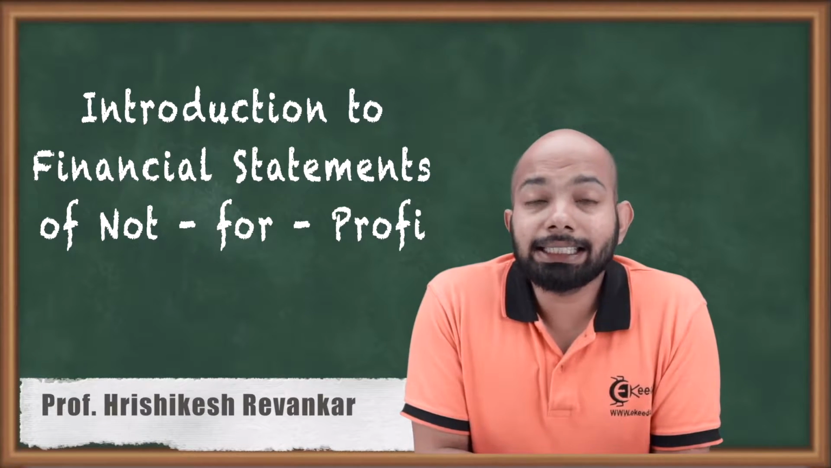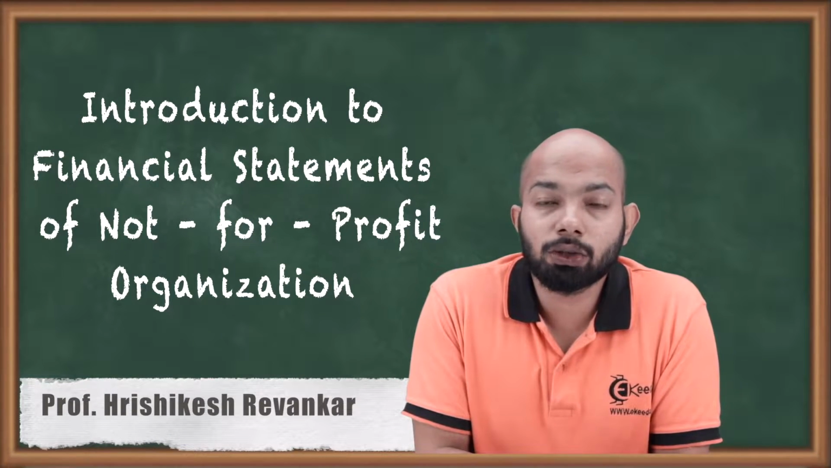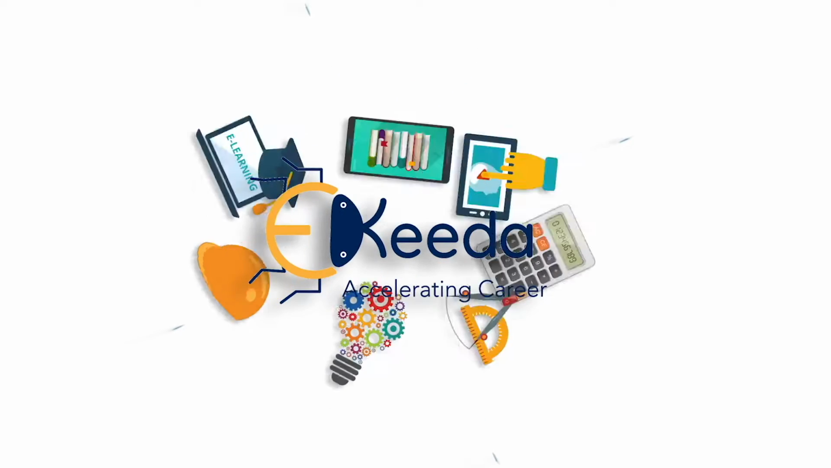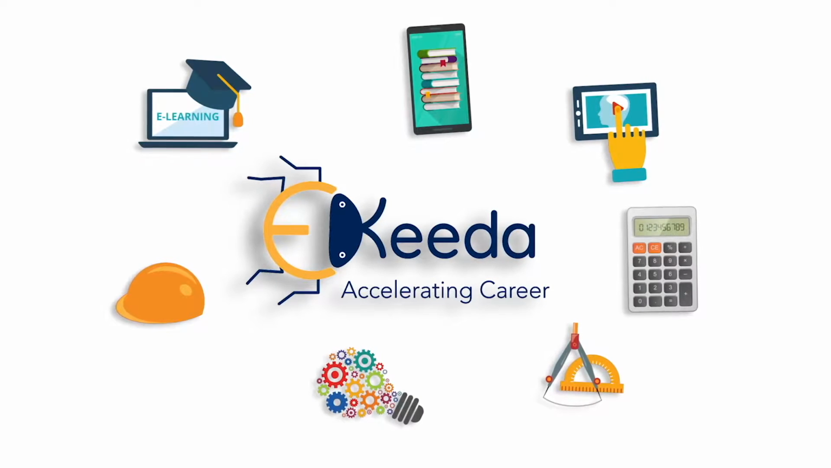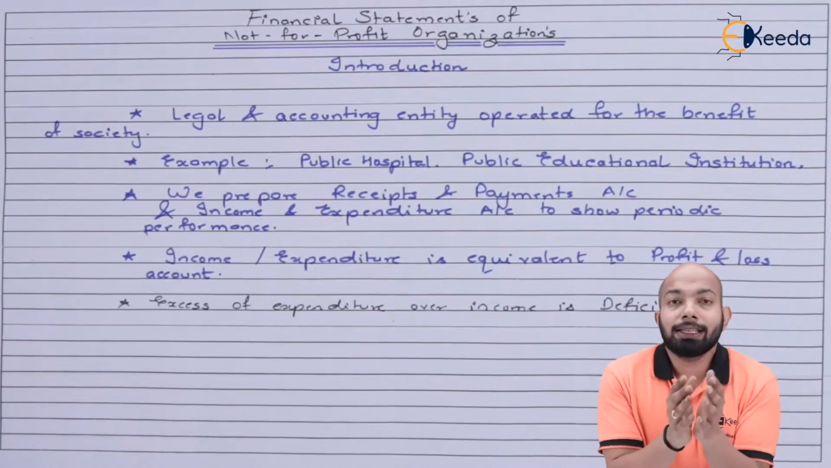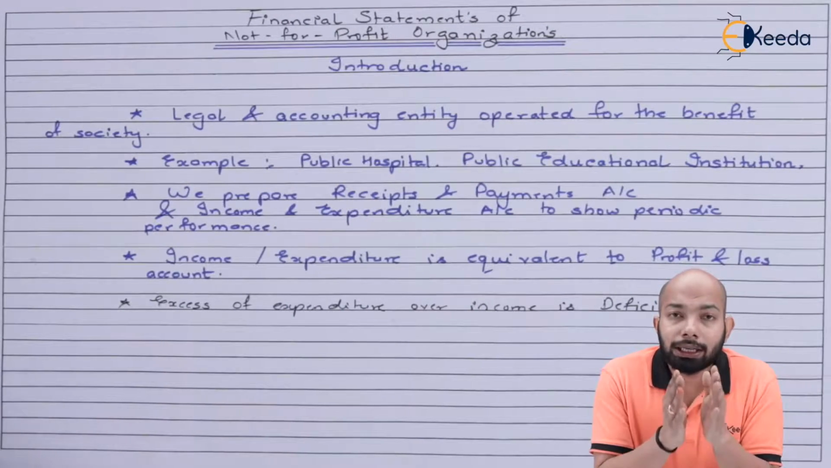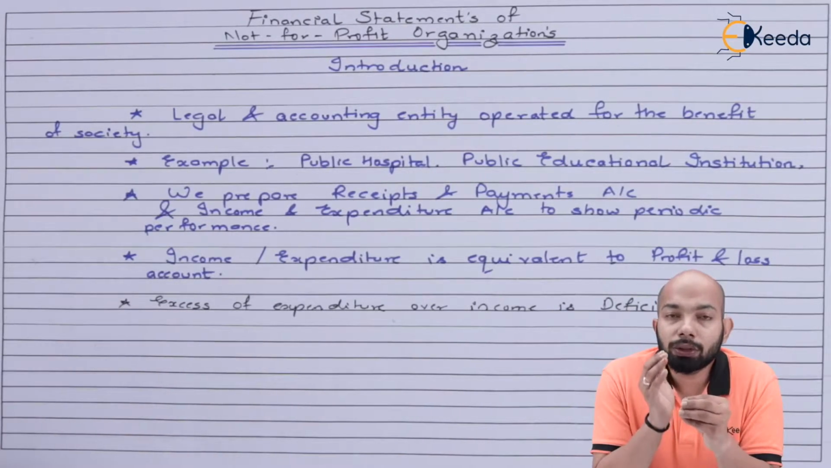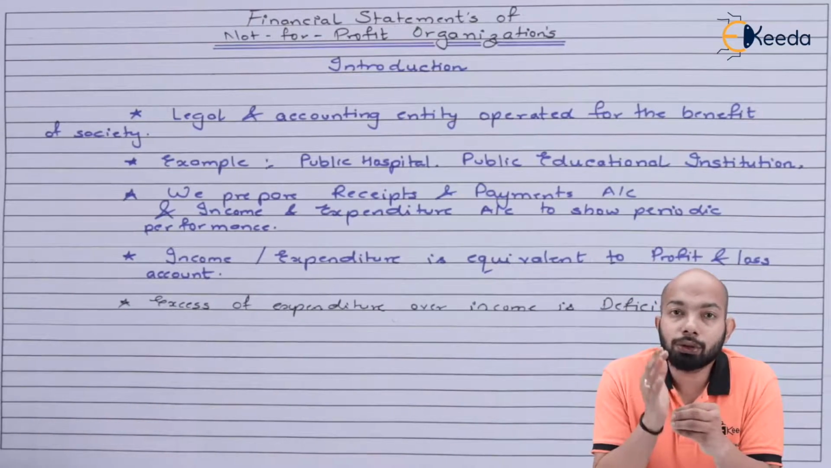Hello friends, we'll be discussing the introduction phase of the financial statements of not-for-profit organization chapter. So when we speak about not-for-profit organizations, we basically need to understand that these are organizations which exist for a public cause, or it may be for a social cause. There are certain organizations that work with a willingness to work for the social cause or the public.